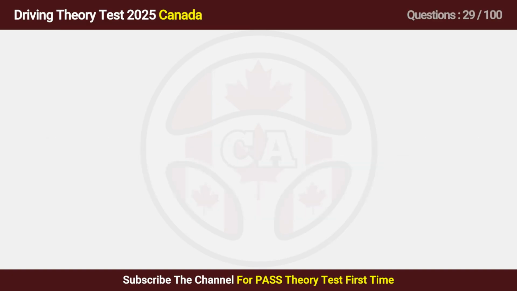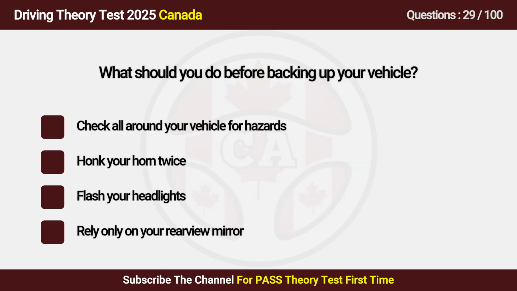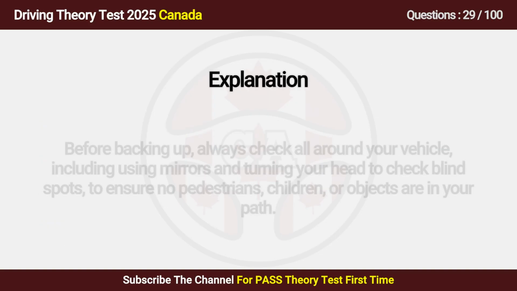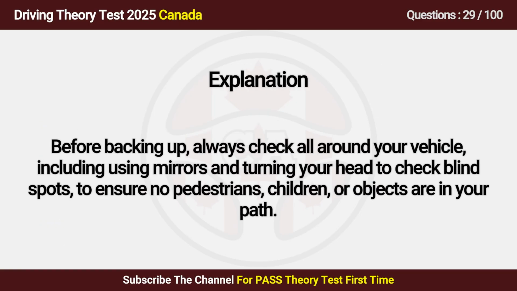Question 29. What should you do before backing up your vehicle? A. Check all around your vehicle for hazards. B. Honk your horn twice. C. Flash your headlights. D. Rely only on your mirror. Answer is A. Check all around your vehicle for hazards. Before backing up, always check all around your vehicle, including using mirrors and turning your head to check blind spots, to ensure no pedestrians, children, or objects are in your path.